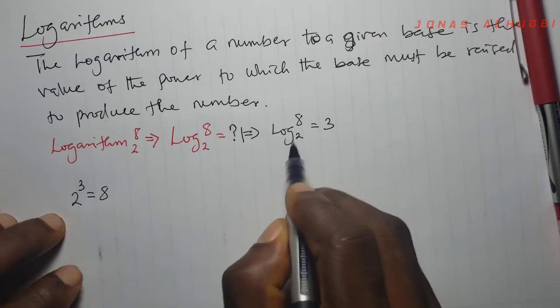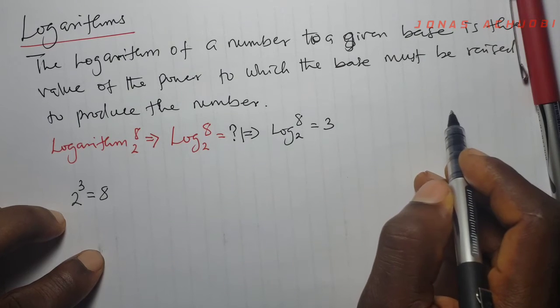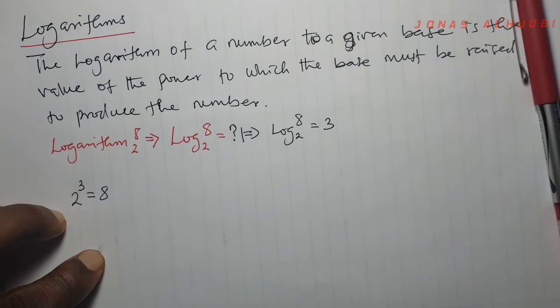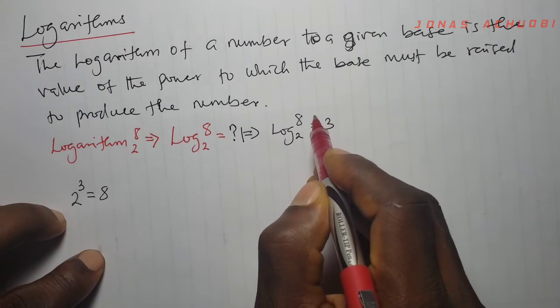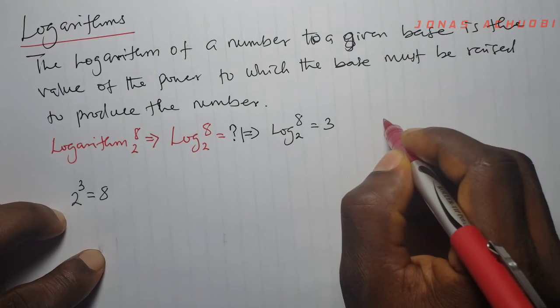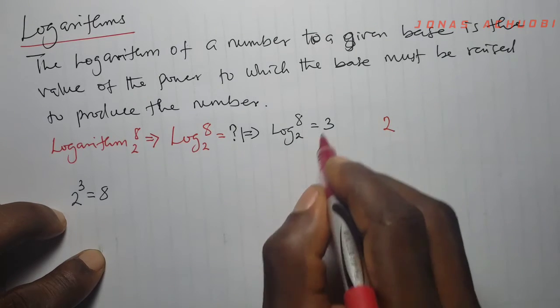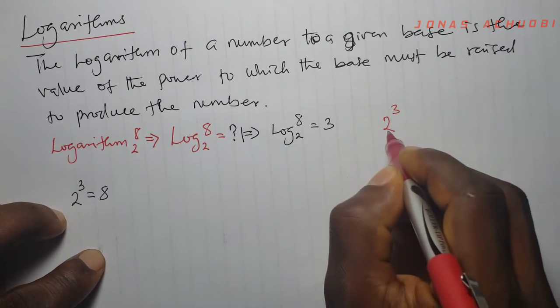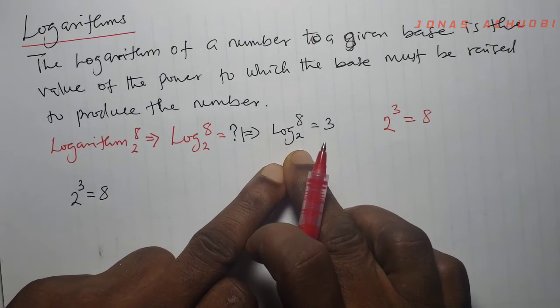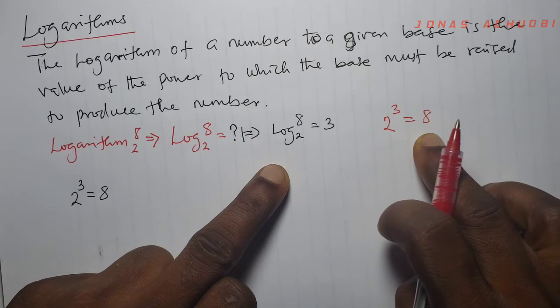So you can change this log to an index form, and from index form back to log. And they both have something in common. To write this number in index form, you see that the base here is 2, and in index form the base remains 2. Then 3 will come up, because 2 to the power 3 is 8. So this number in log form is the same number here in index form.